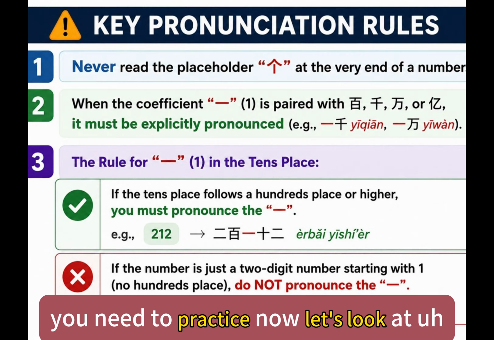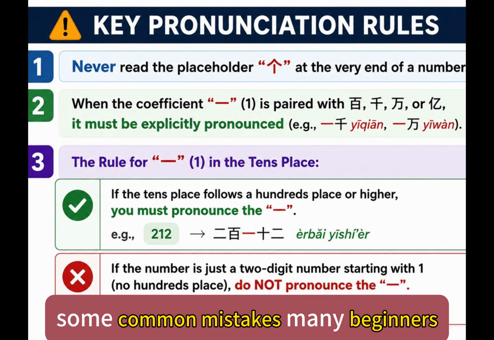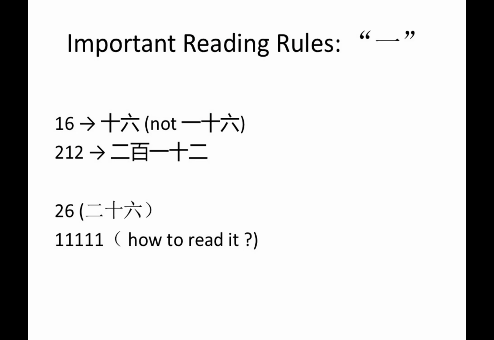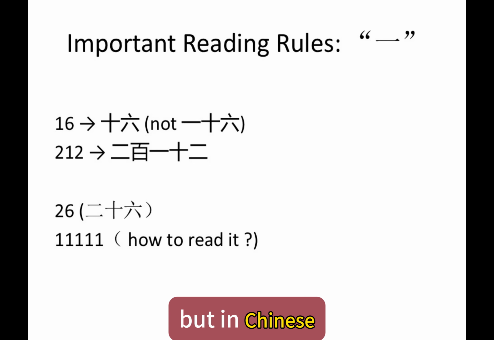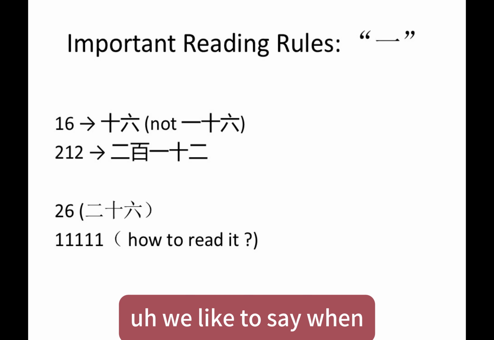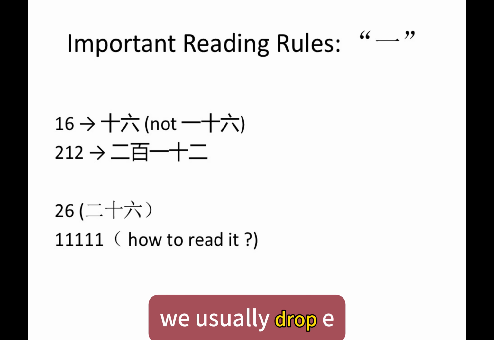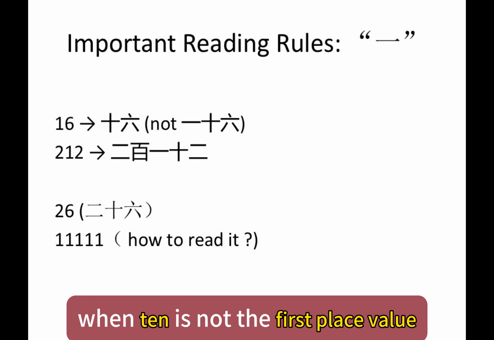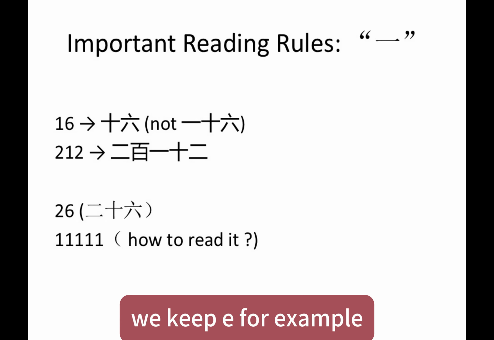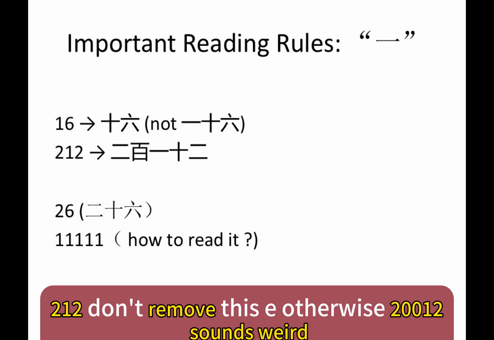Now let's look at some common mistakes. Many beginners say 一十六. That sounds logical. It doesn't influence people's understanding. But in Chinese, we like to say, when 十 comes first, we usually drop 一, so 16 is simply 十六, not 一十六. However, when 十 is not the first place value, we keep 一. For example, 212. Don't remove this 一, otherwise 212 sounds weird.